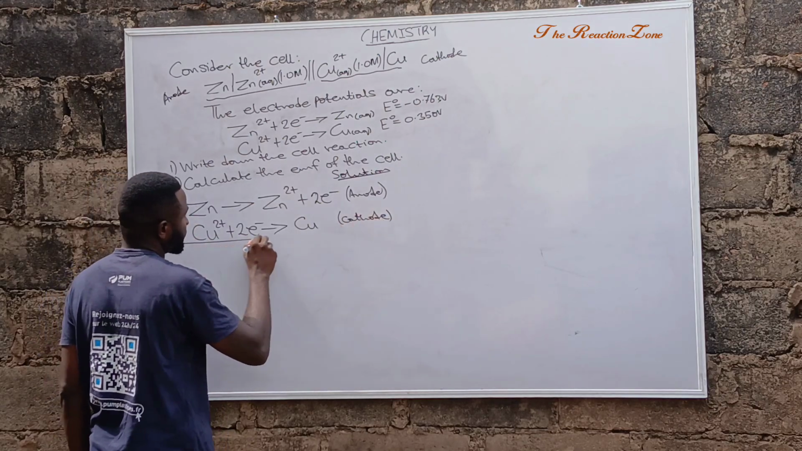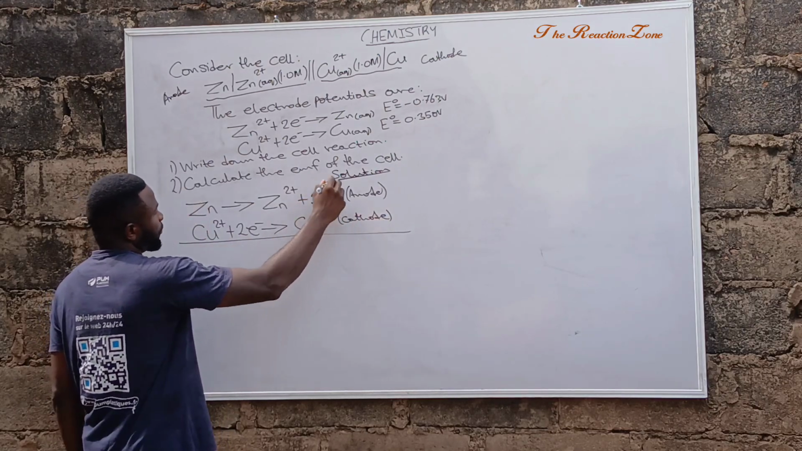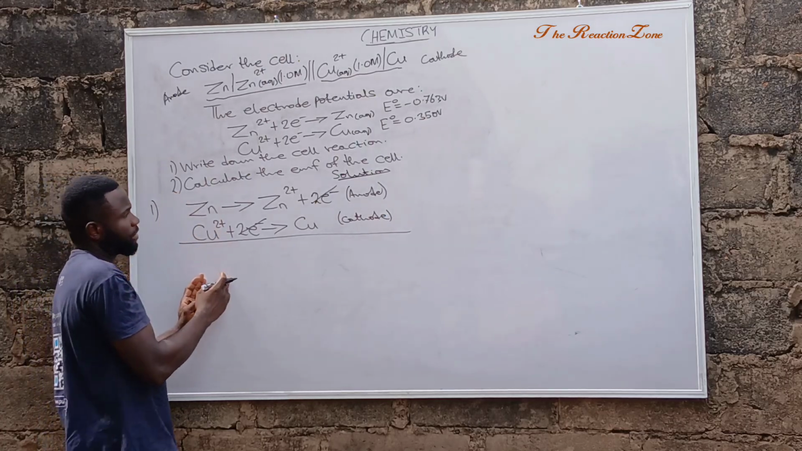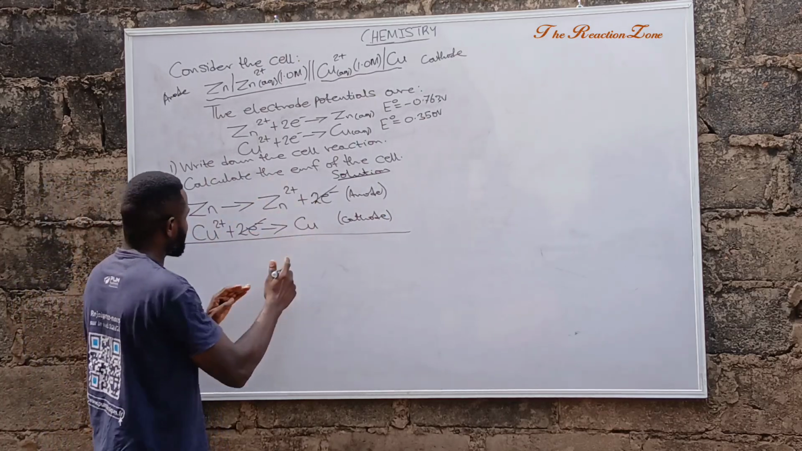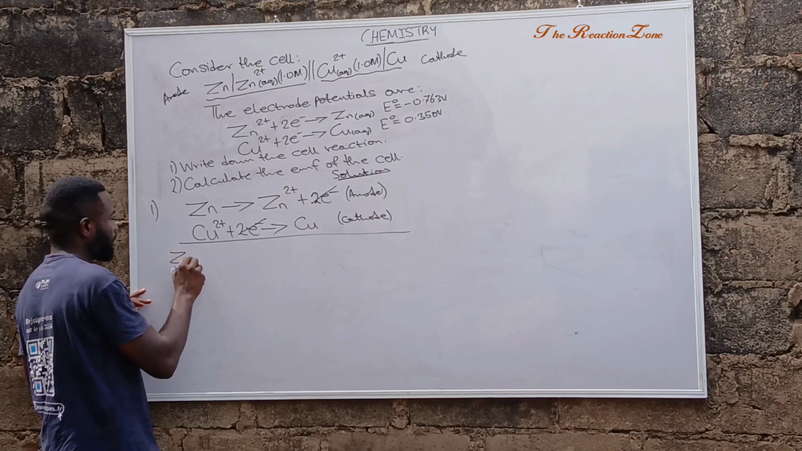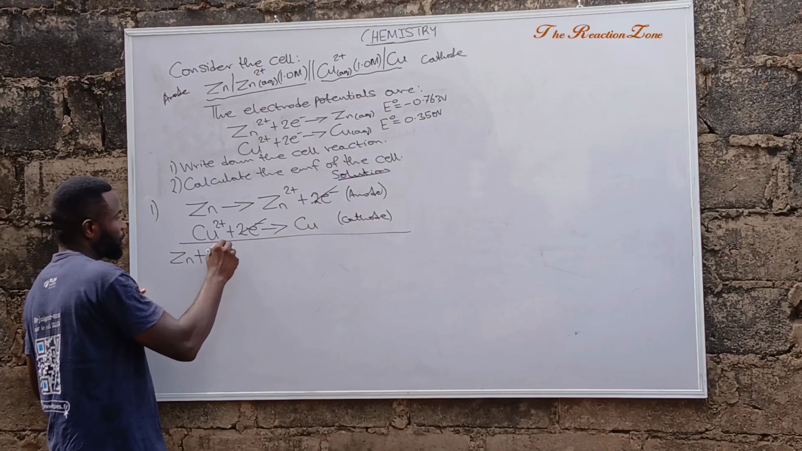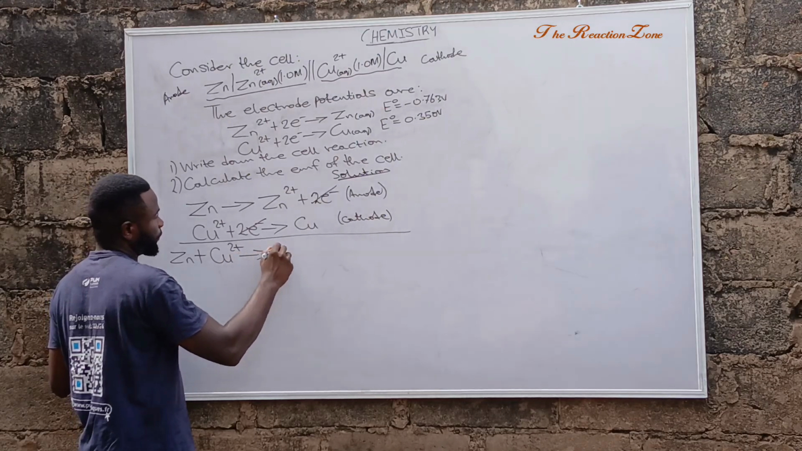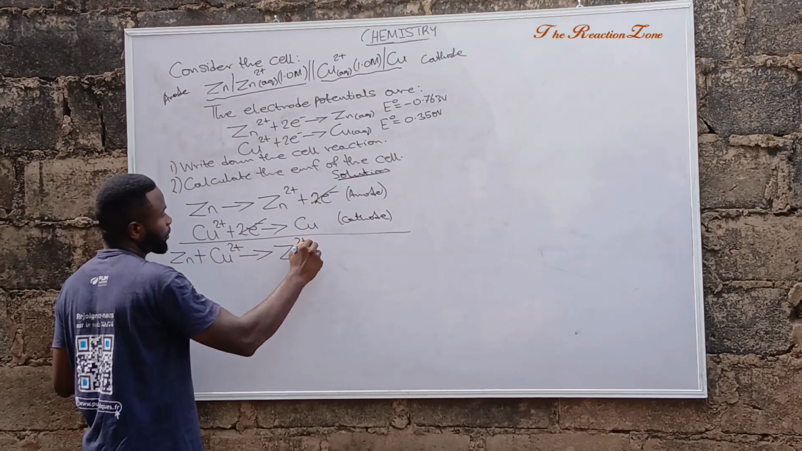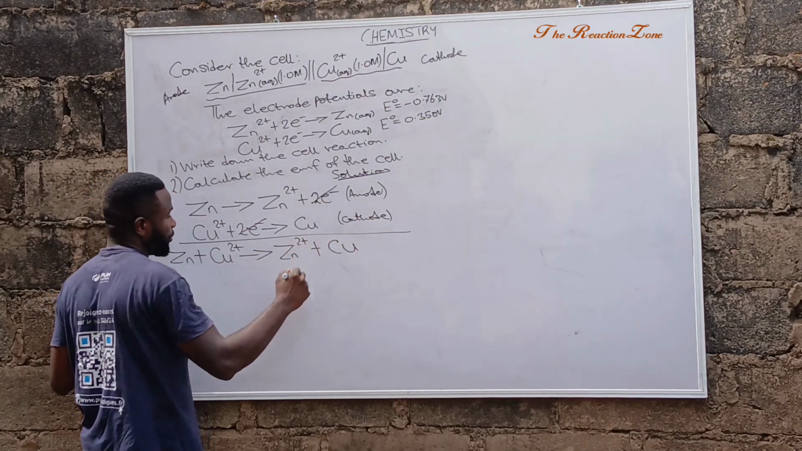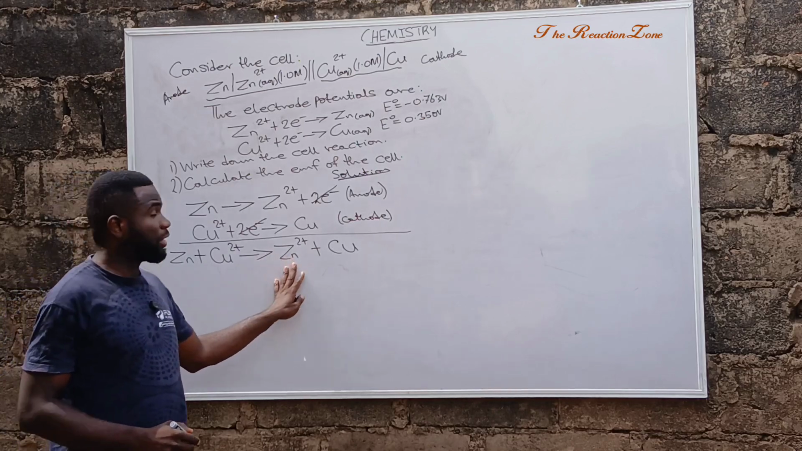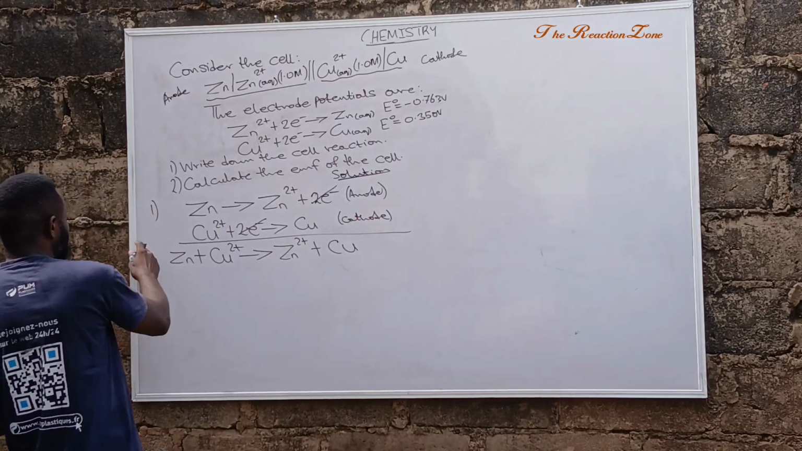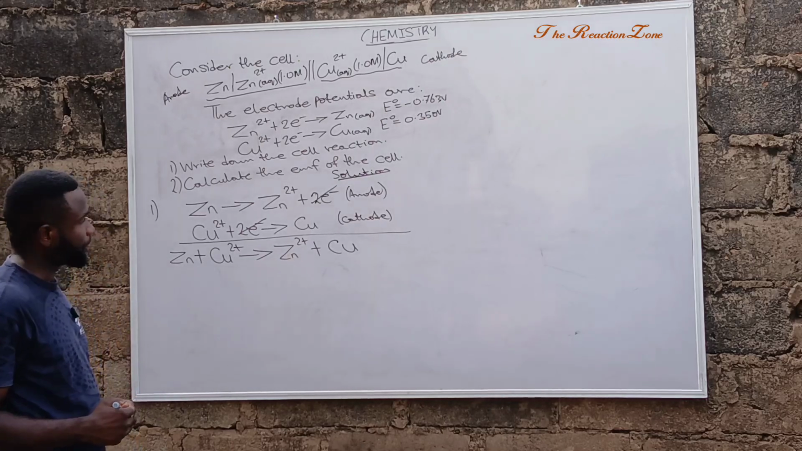So to get the overall cell reaction, cancel out the electrons, you write what is on the left hand side together and what is on the right hand side together. So this will be Zn plus Cu2+ to give Zn2+ plus Cu. So this is the overall cell reaction. This answers the first question.